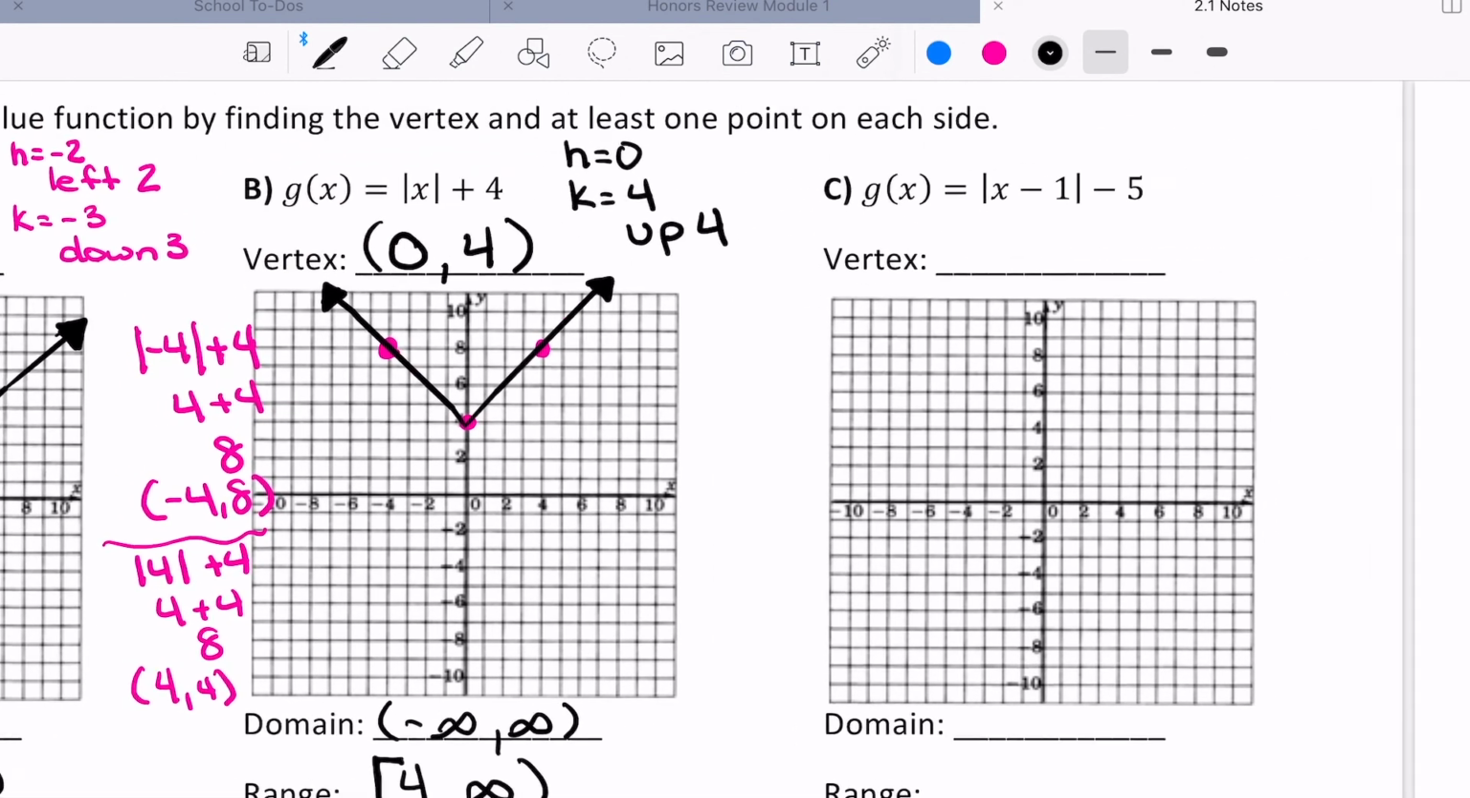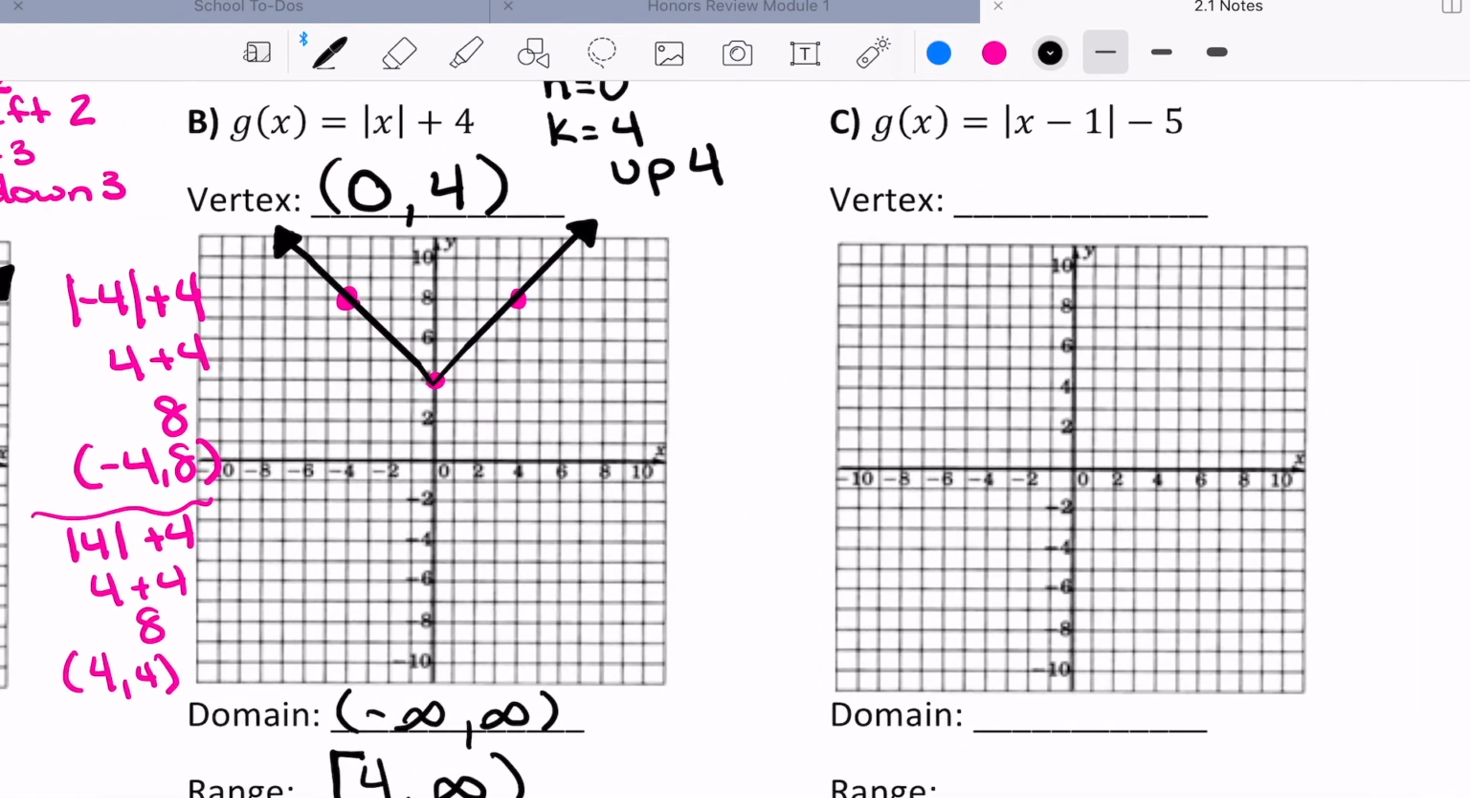All right, so go ahead and hit the pause button here and go ahead and try C. Find the vertex, identify the transformations, graph, and identify domain and range.